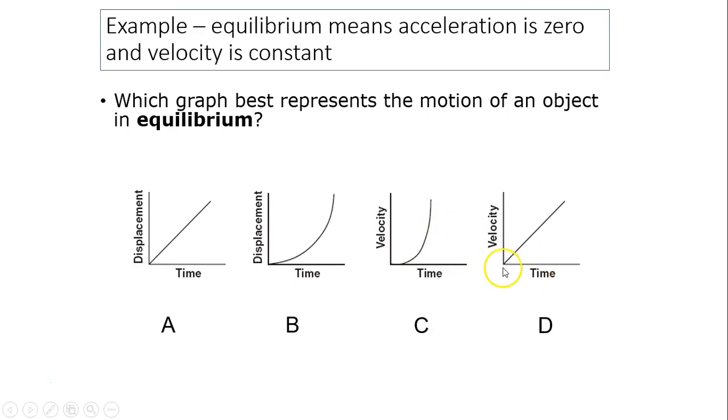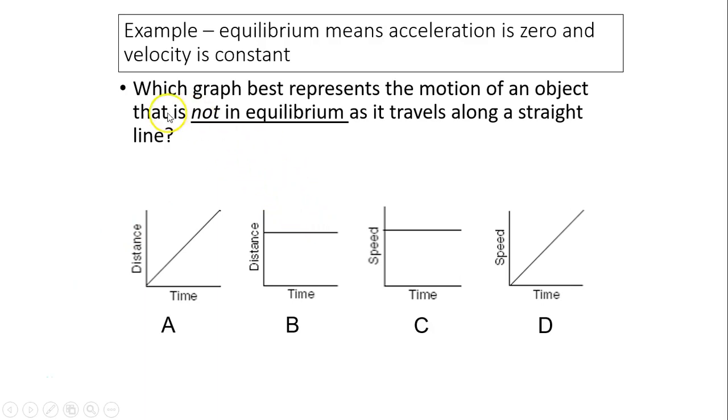The last one, you probably say, wait a second, isn't the line straight? Isn't that constant also? Yes, but what is constant? In velocity versus time, the slope is acceleration. Acceleration is constant, non-zero. The slope is not 0, so this is not equilibrium. The answer is A.